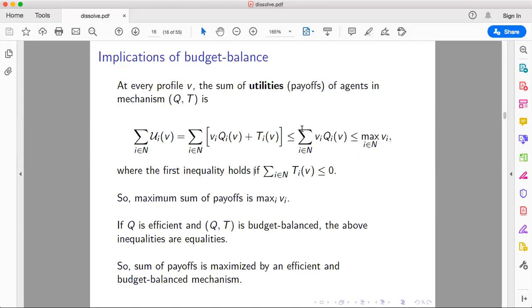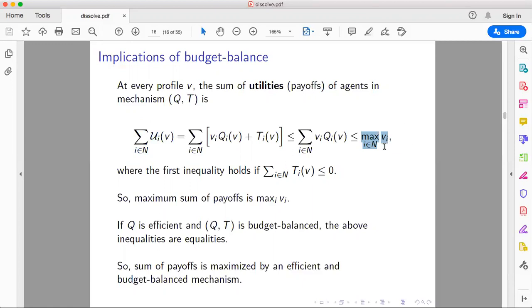Okay. Now this term is less than or equal to max v_i, right? Because all these q_i's are between 0 and 1. So this has to be less than or equal to max of v_i. So what we have just shown is that if I take any mechanism (q, t) and the sum of t_i(v) is less than or equal to 0 at every valuation profile, then the sum of utilities is upper bounded by max of v_i. You can't get a total sum of utilities more than the maximum of v_i. Okay.